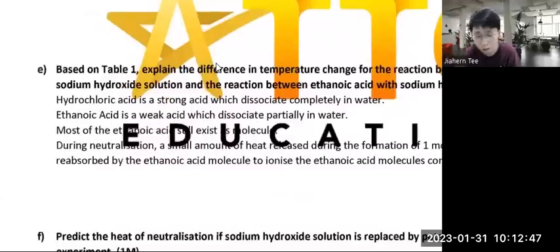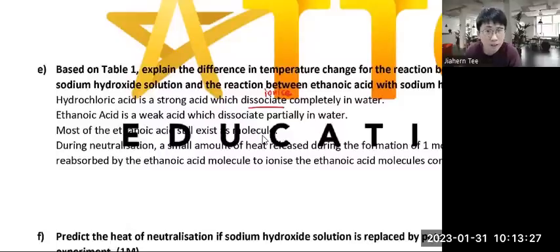From what we know just now, hydrochloric acid is a strong acid which dissociates completely in water. The word dissociate can also be known as ionize. I believe most of you learned ionize. So it ionizes completely in water. And ethanoic acid is a weak acid which ionizes partially in water. Because of this completely and partially, most of your ethanoic acid still exists as molecules. Guys, sorry for the blocking word here. Just try to read through it and write this by yourself. So most of the ethanoic acid still exists as molecules, meaning they never ionize.